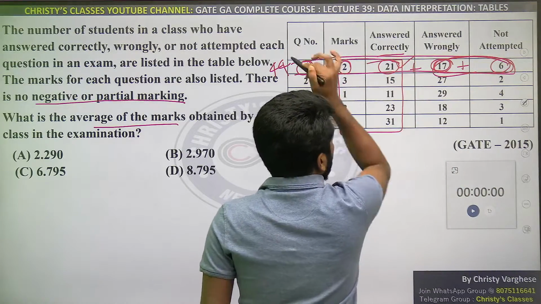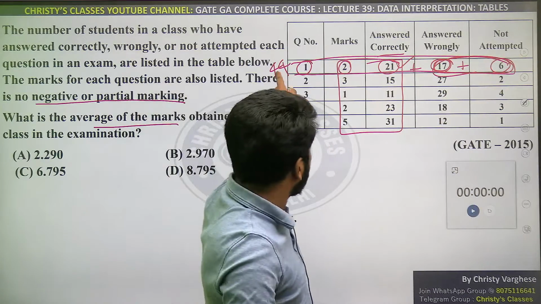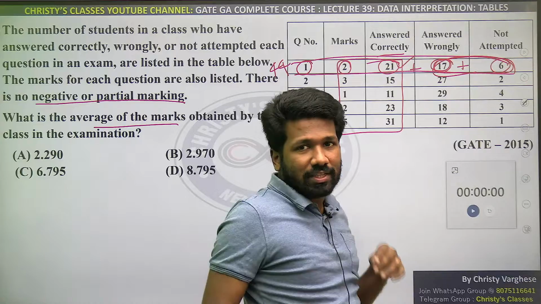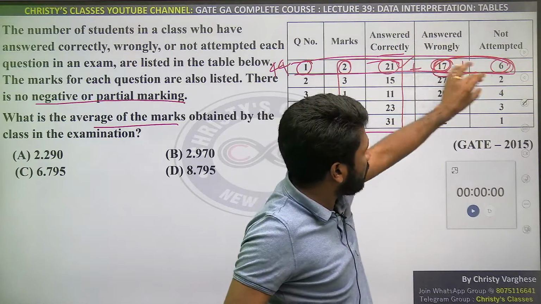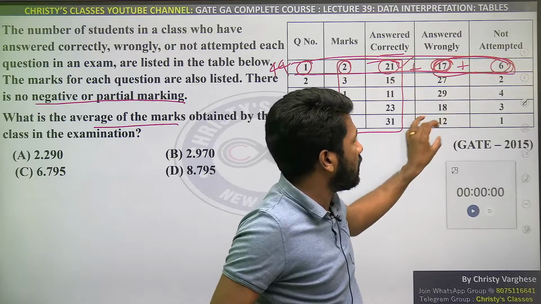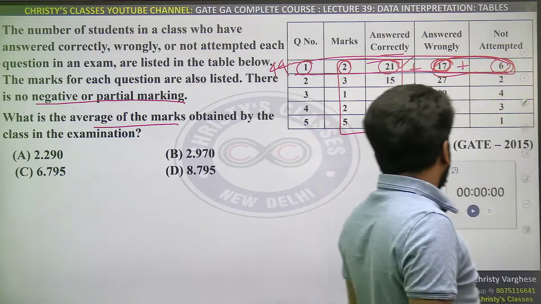That means the only things we need are these 2 tables. The remaining are not needed. Yes, the remaining were needed initially to find that 44 students are there, but for that we want only one row. The other numbers, 27 2, 29 4, 18 3, 12 2 and 12 1, are all irrelevant data.